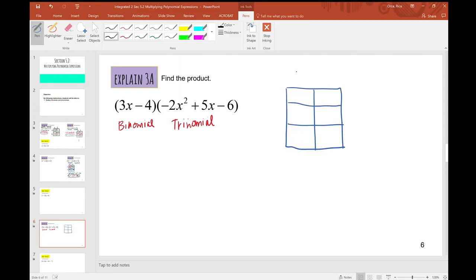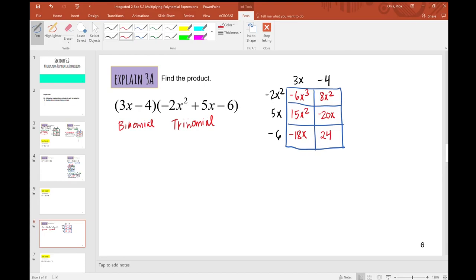At the top of our box, we're going to write out our binomial. We have the 3x and the negative 4. On the left side of our box, we're going to write out our trinomial, which is negative 2x squared plus 5x minus 6. Now let's fill in the box. Negative 2x squared times 3x is negative 6x to the third. Negative 2x squared times negative 4 is positive 8x squared. 5x times 3x is 15x squared. 5x times negative 4 is negative 20x. Negative 6 times 3x is negative 18x. And negative 6 times negative 4 is positive 24.